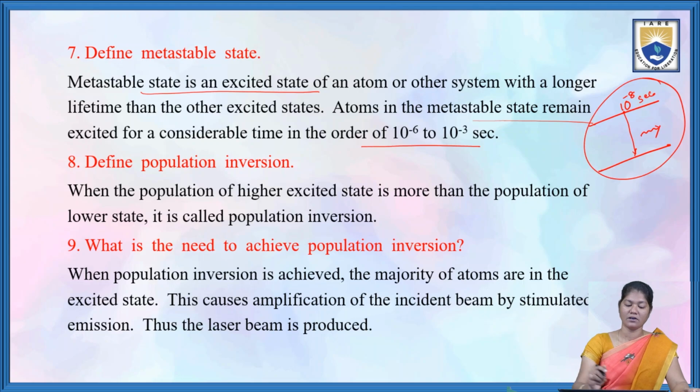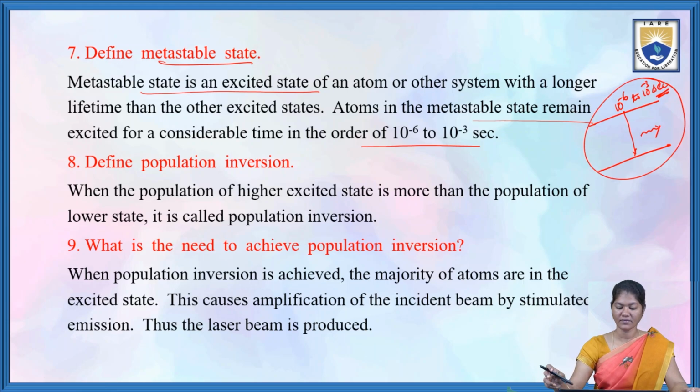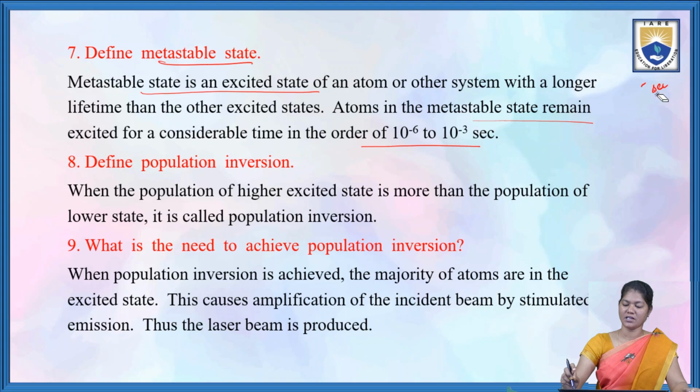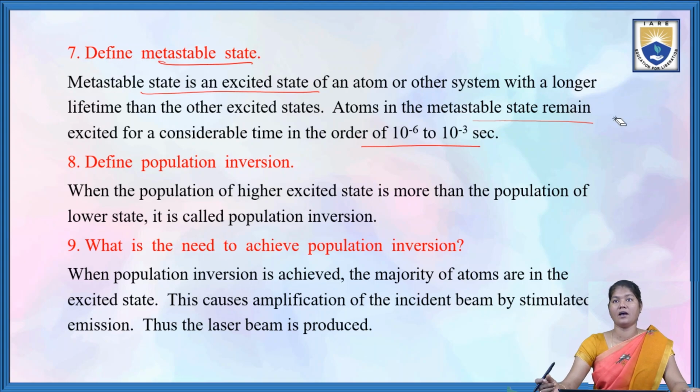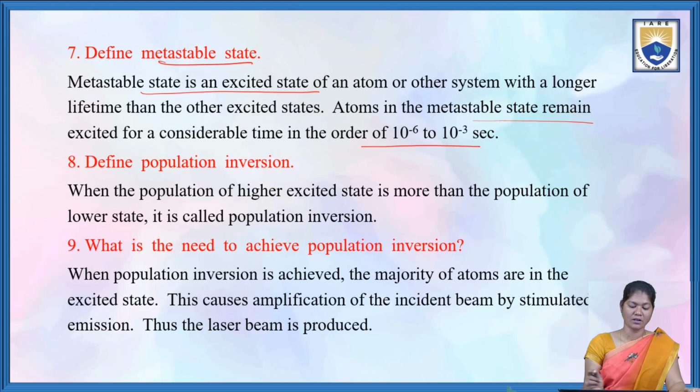In the metastable state, the time is considerably 10 power minus 6 to 10 power minus 3 seconds, which is a longer lifetime than at the other excited states. So a metastable state is where the atom stays for a longer lifetime at the excited state compared to the other states.